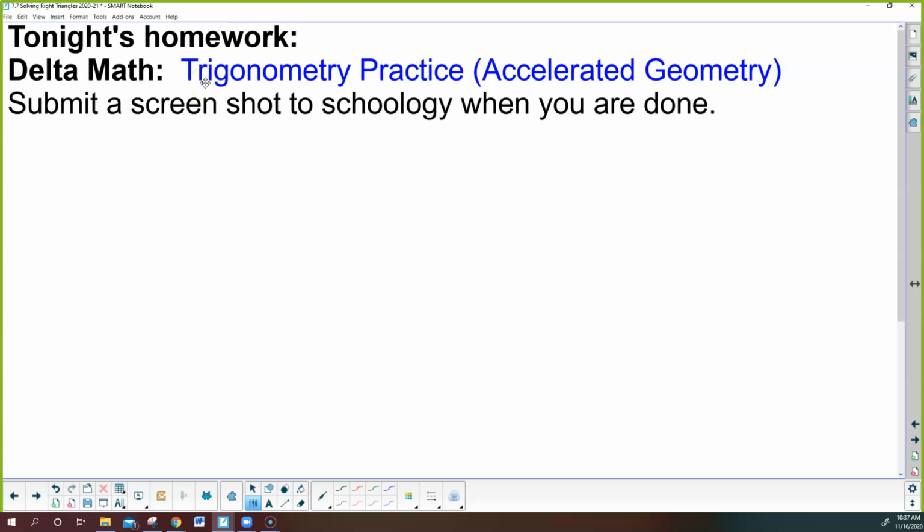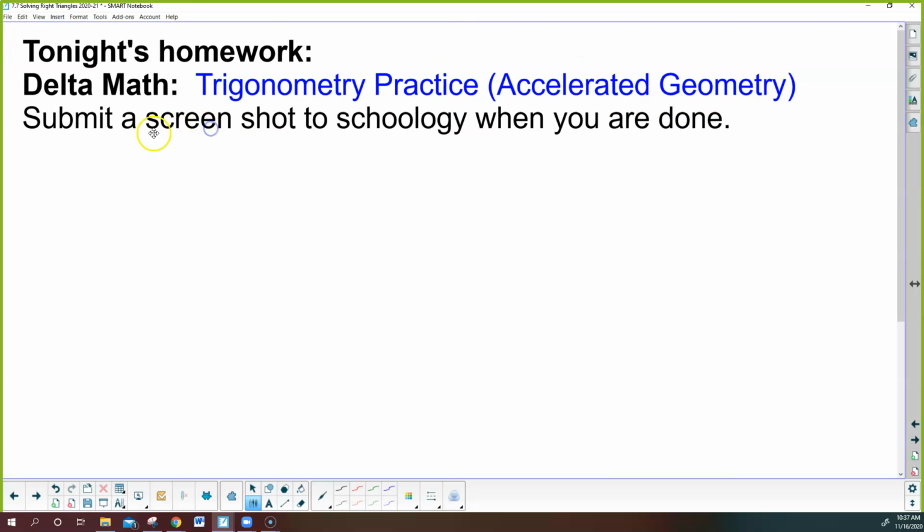So here's what we've got tonight. Your homework tonight then is through Delta Math. It's titled Trigonometry Practice, Accelerated Geometry. I want you to submit a screenshot when you are all done. If you finish with this early, go ahead and work on any missing homework and get that stuff turned in so you're ready for our test next week.